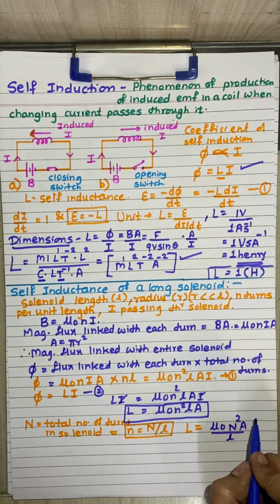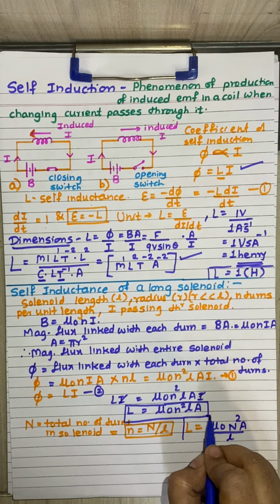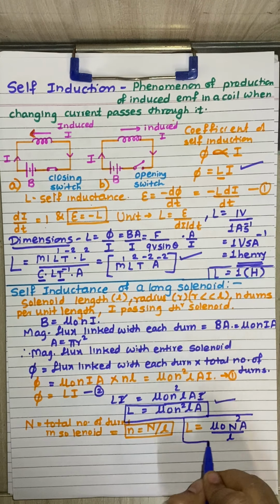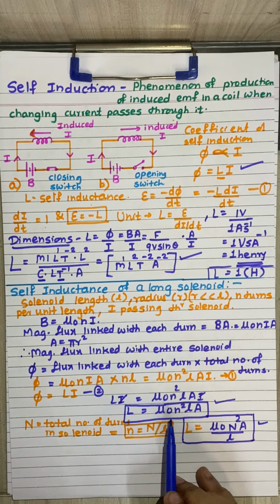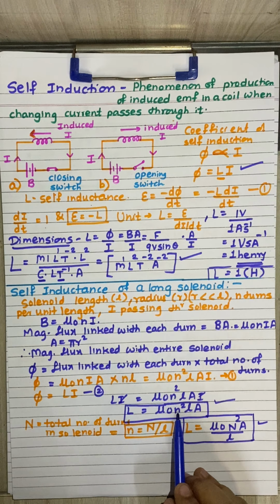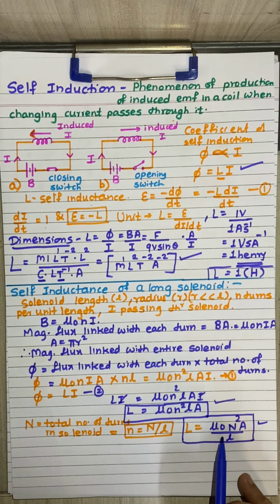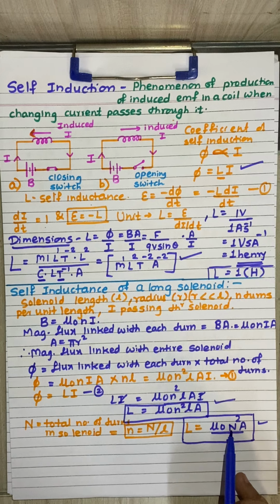So this is also another formula. Sometimes we use this formula and sometimes we use that formula, depending on what is given. If we want to find the inductance in terms of the number of turns per unit length, then this formula is used. If we want to find the inductance in terms of the total number of turns, then we can use this formula.